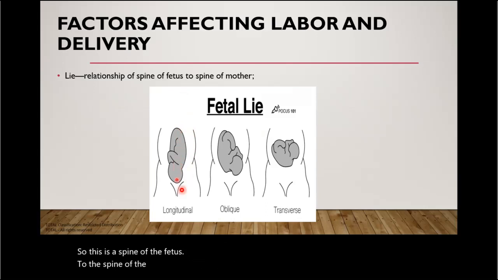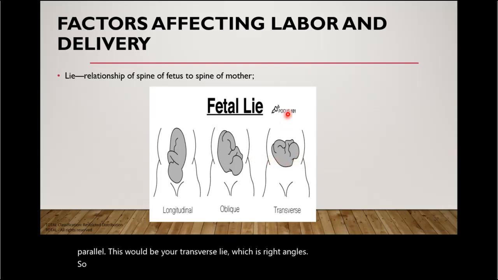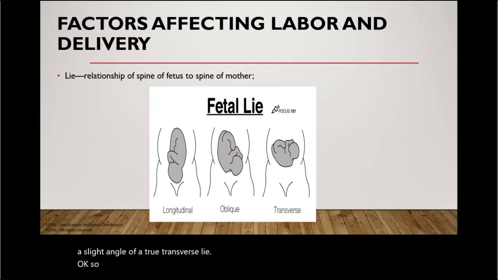Okay? So this would be your normal longitudinal lie, which is parallel. This would be your transverse lie, which is right angles. So the fetal spine is at right angles to the mother's spine. And again, it could be oblique, which is a slight angle off a true transverse lie. Okay, so these are what you need to consider. You want to consider the lie because this could affect labor and also affect delivery.